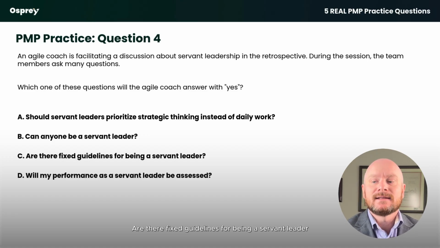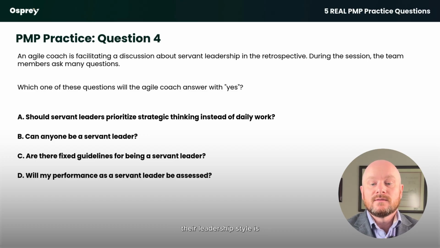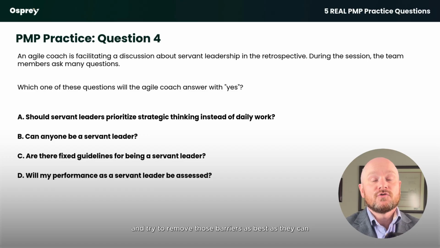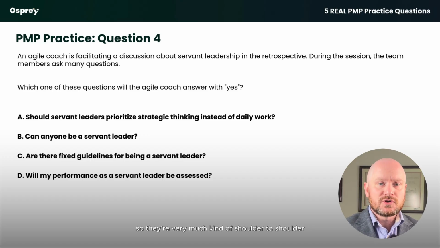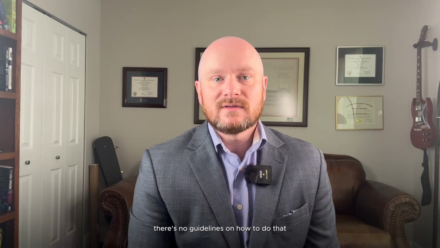Are there fixed guidelines for being a servant leader? No, there is no right or wrong way to be a servant leader. Servant leaders, broadly, their leadership style is trying to understand those that they're working with, trying to understand the barriers or obstacles that they could be facing, and try to remove those barriers as best as they can. So they're very much shoulder to shoulder in the trenches with folks, trying to be an enabler of your team's success. There's no guidelines of how to do that.